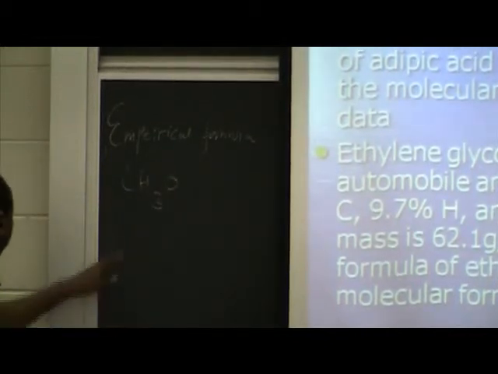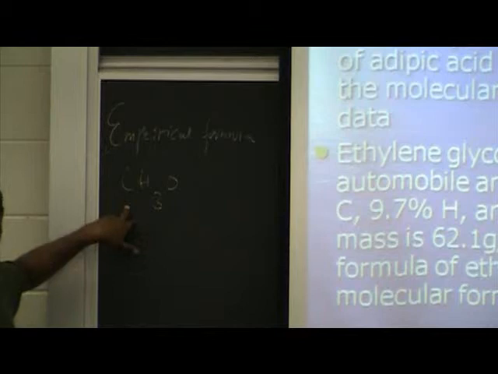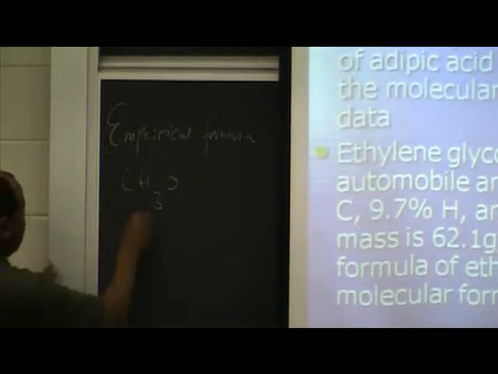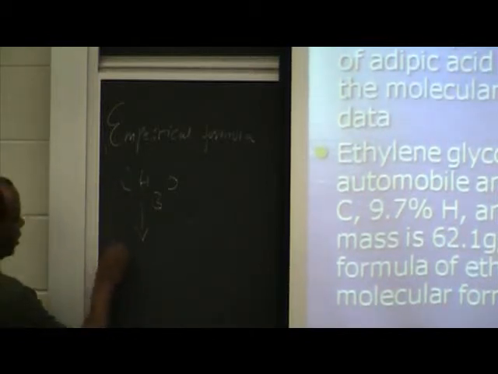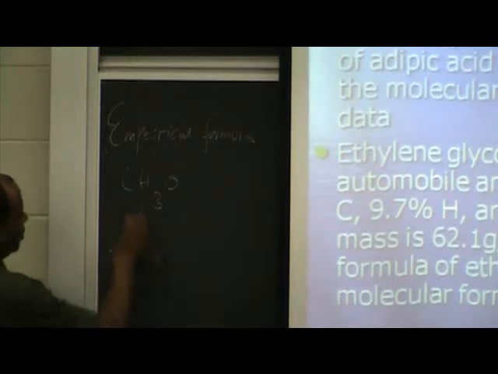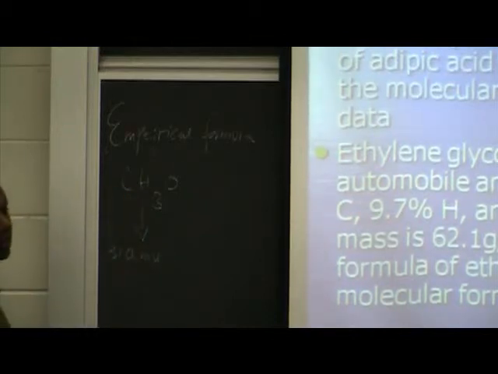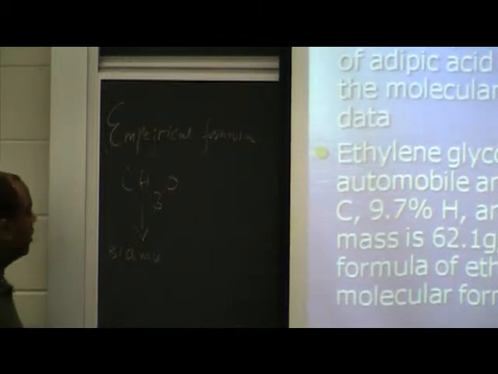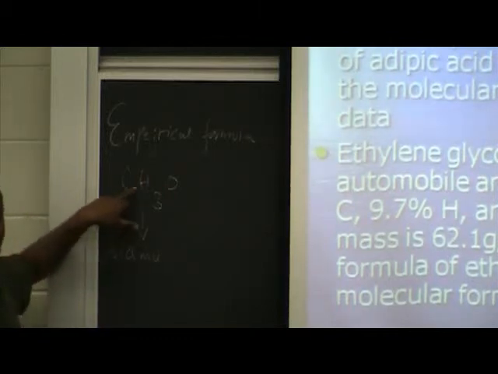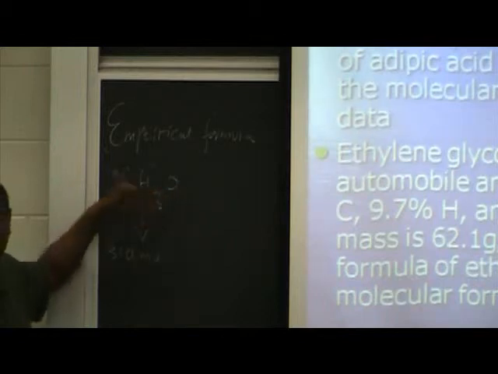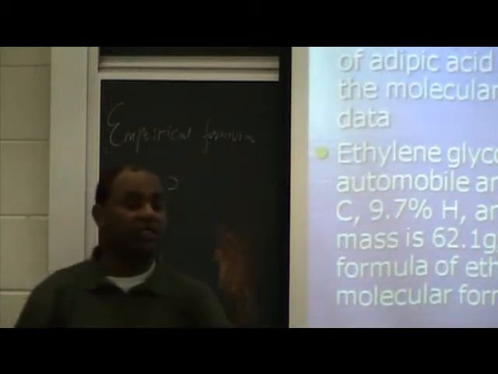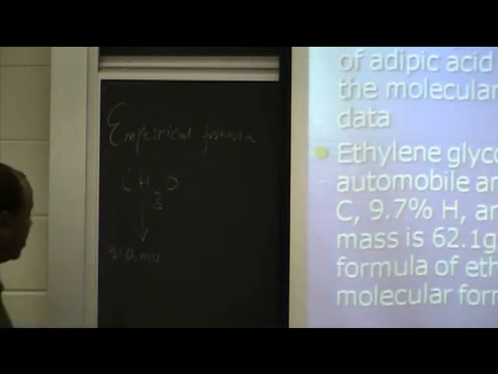Now this is the empirical formula right here, and from here we can determine the empirical weight. What is the empirical weight? It's going to be 31 amu. Carbon is 12, hydrogen is 1 times 3 is 3, oxygen is 16. So 12 plus 3 plus 16 gives you 31, right?